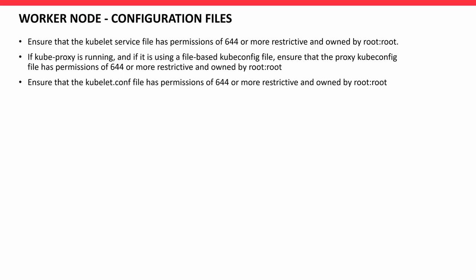Worker node configuration files. Ensure that the kubelet service file has permissions of 644 or more restrictive and is owned by root. If kube proxy is running and it is using a file-based kubeconfig file, then it should have 644 and be owned by root. Very important, the kubelet.conf file must be owned by root with 644 on the worker node.